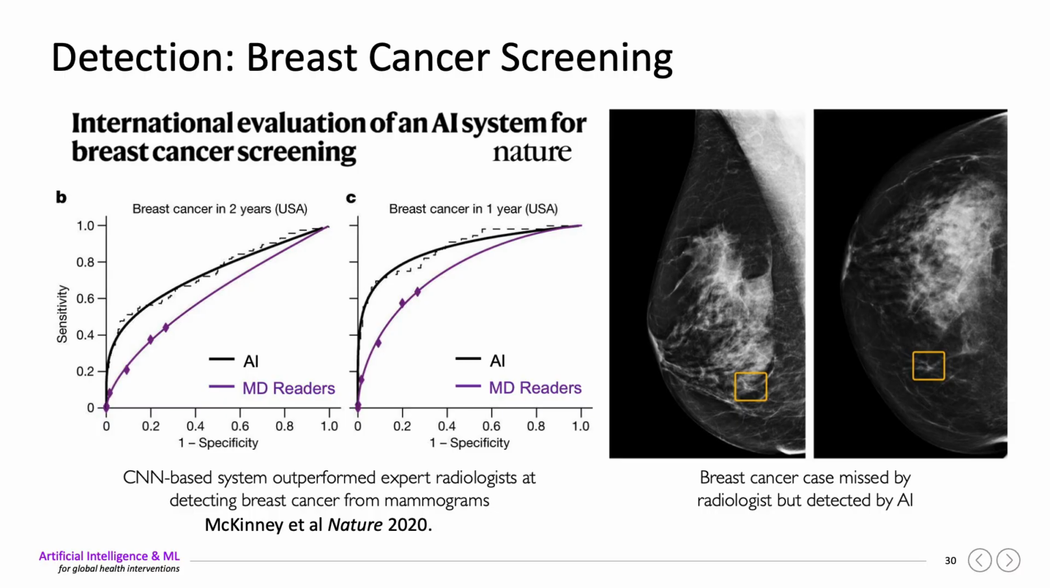On the right are 2 mammograms showing a breast cancer case that was missed by a radiologist but detected by the AI, with the lesion boxed in orange. This is a landmark study demonstrating that deep learning can match or exceed expert human performance in a high-stakes screening task, though of course such systems still require careful prospective validation before clinical deployment.